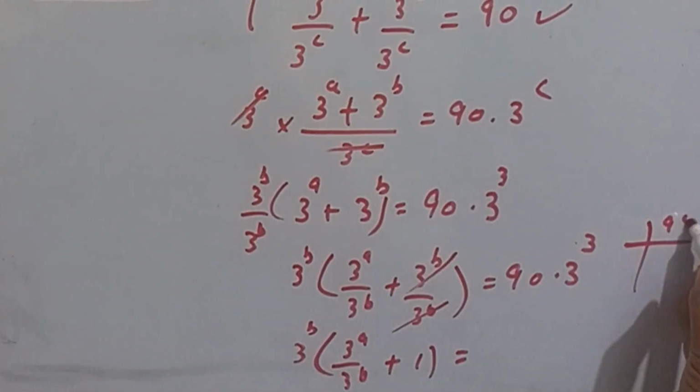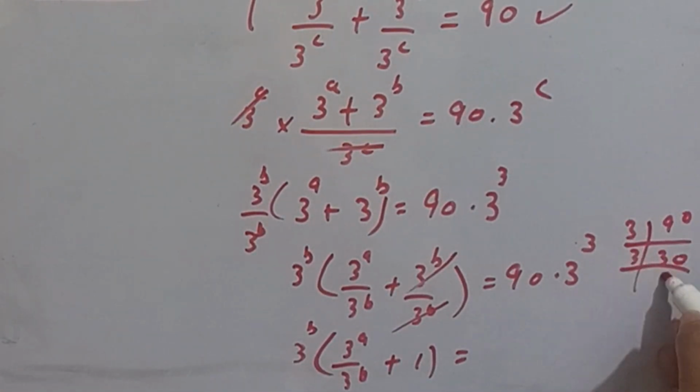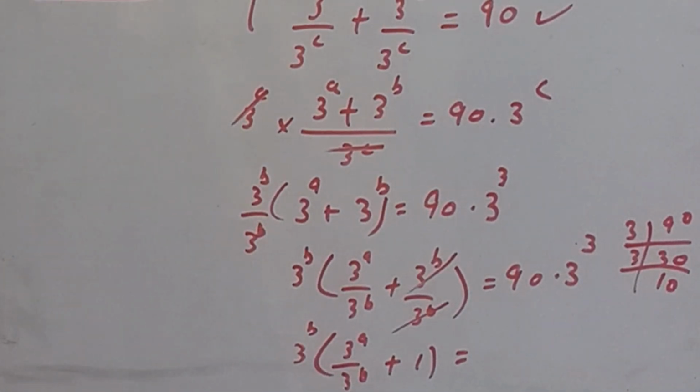So this is 90, divide this by 3, we get 30. Divide this 30 by 3, we get 10. So we write this 90 as 3 squared multiplied by 10, and the remaining is 3 raised to the power 3. Now add these two values.